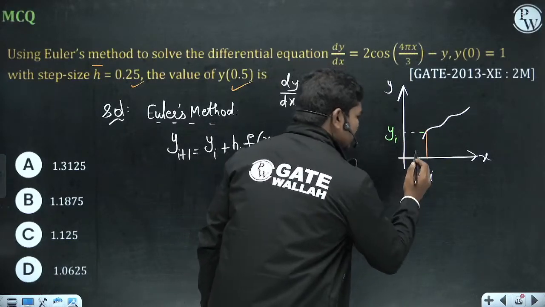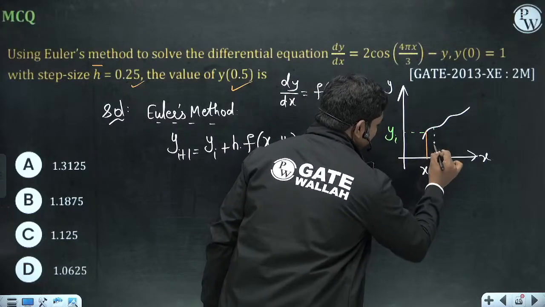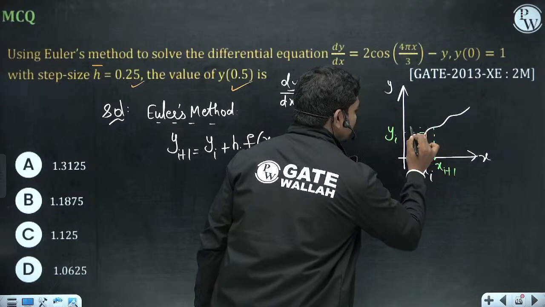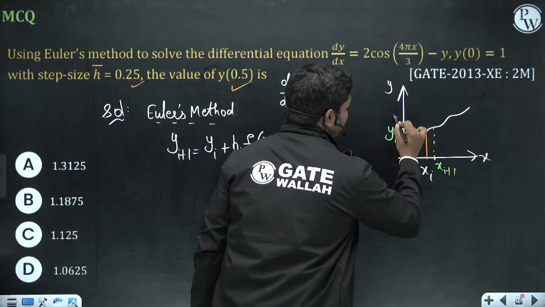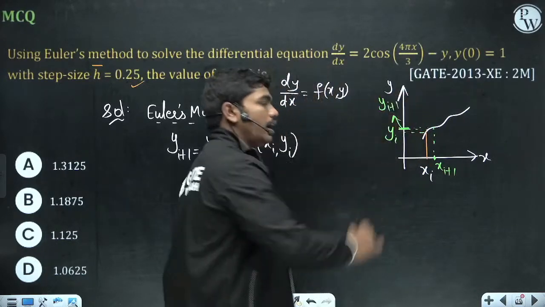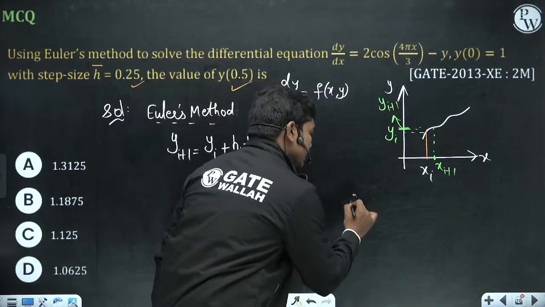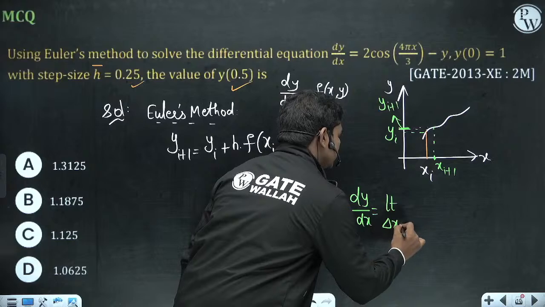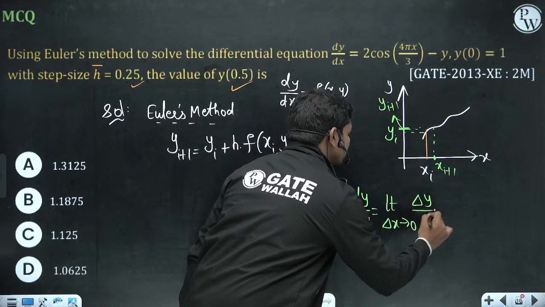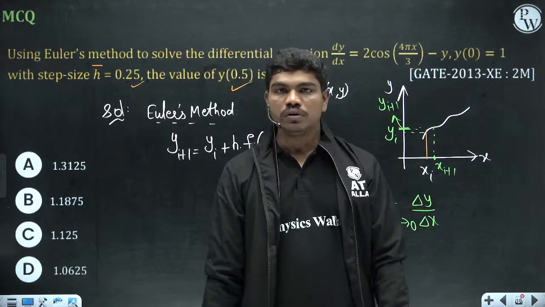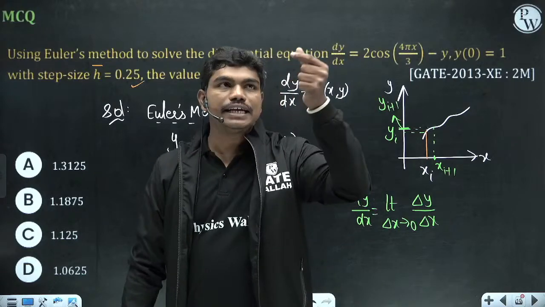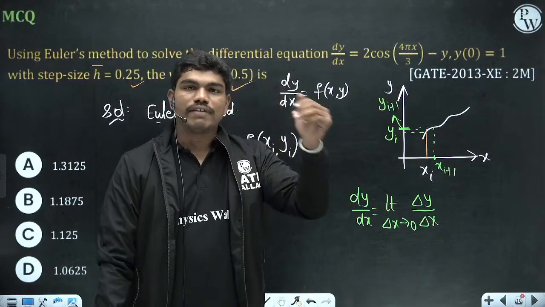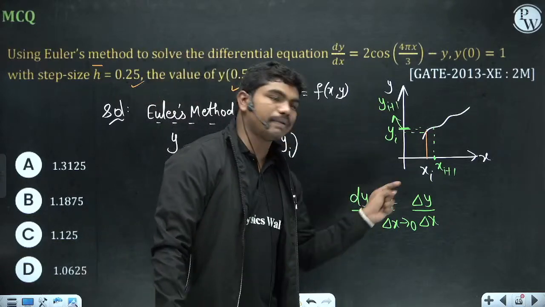Okay, now let us suppose you took a small step size. So this is xi plus 1, the next step value. So similarly this is yi plus 1. Now what do we know? dy by dx is equal to limit delta x tends to 0 of delta y by delta x, right? Everyone knows this, right? So basically dy by dx is nothing but change in y by change in x. If you change x slightly in the function, how much will y change? That's what we calculate by dy by dx, right?